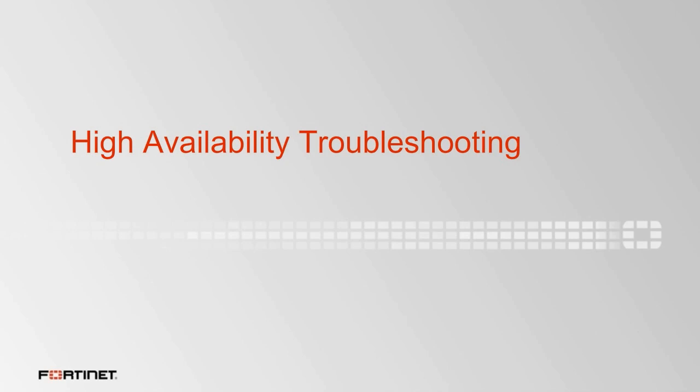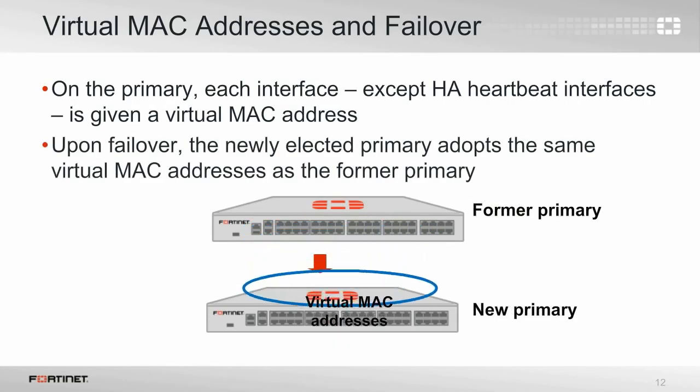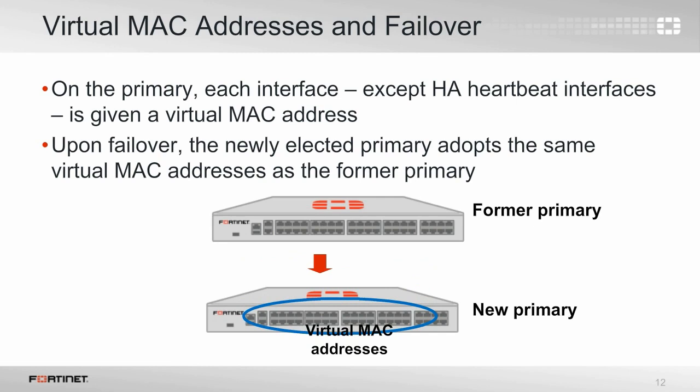In this section, you will review HA operations and learn about some HA troubleshooting commands. To forward traffic correctly, a FortiGate HA solution uses virtual MAC addresses. When a primary joins an HA cluster, each interface is given a virtual MAC address. The primary informs all secondary units about the assigned virtual MAC addresses. Upon failover, a secondary adopts the same virtual MAC addresses for equivalent interfaces.